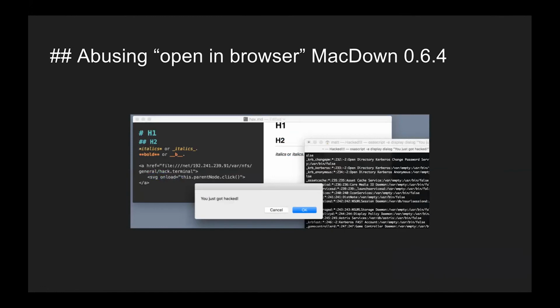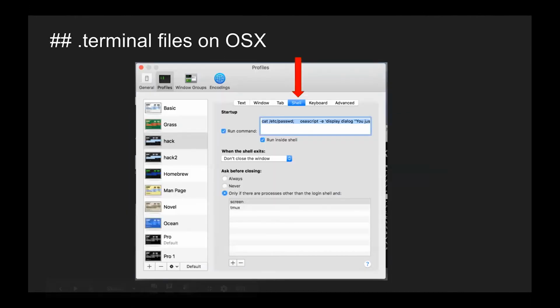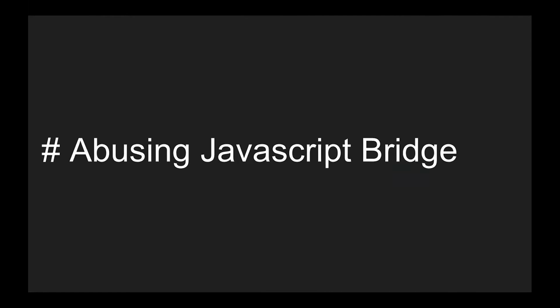But we're using some trickery here to have the onload event click on the link. So this is automatic. As soon as you preview this file, it clicks on the link that it's inside. So yeah, just set a shell, export it, and then we're off and running.